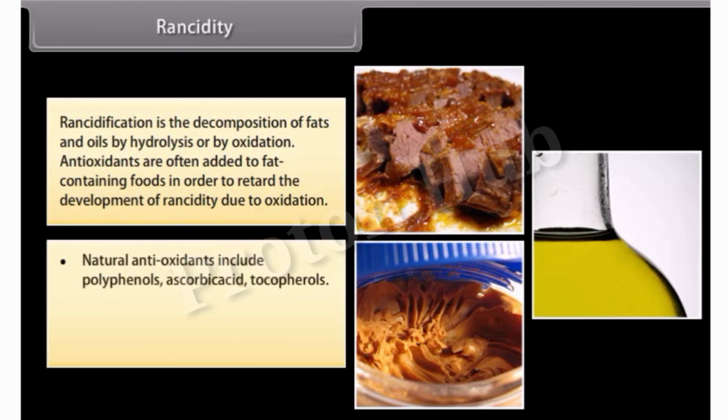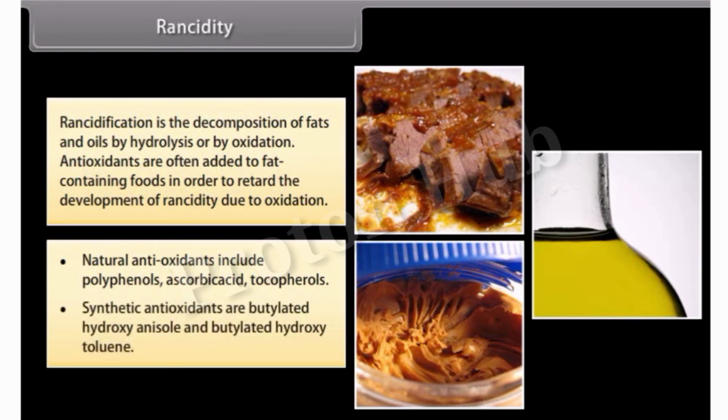Antioxidants are often added to fat-containing foods in order to retard the development of rancidity due to oxidation. Natural antioxidants include polyphenols, ascorbic acid, tocopherols. Synthetic antioxidants are butylated hydroxyanisole and butylated hydroxytoluene.